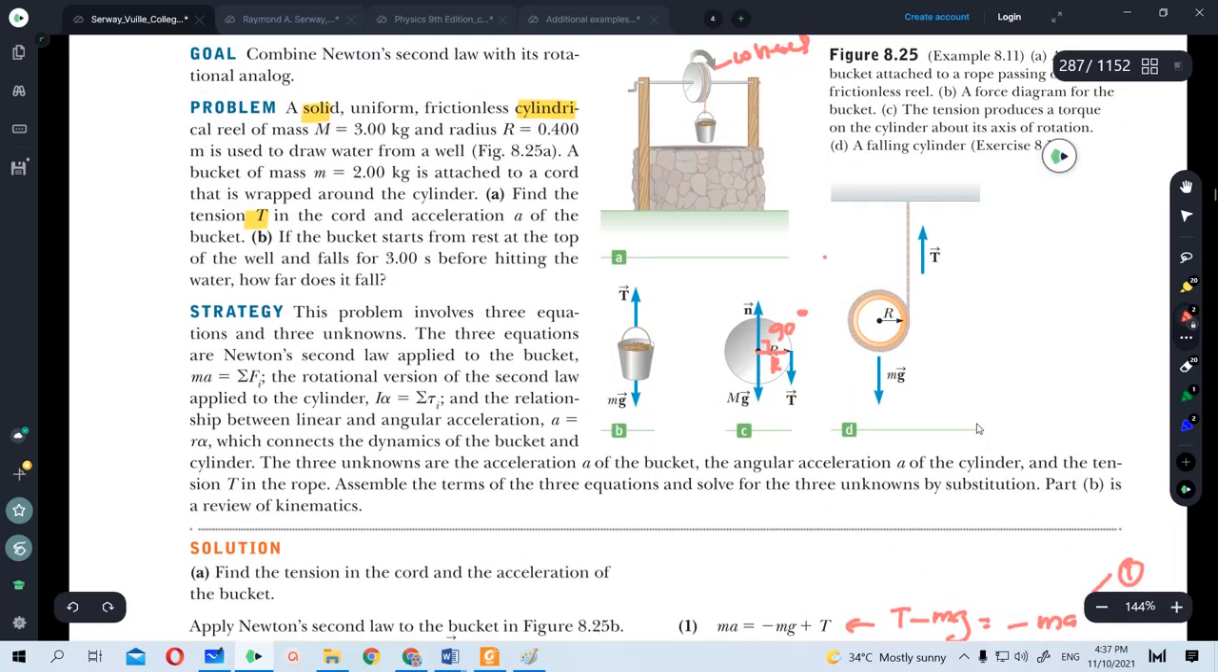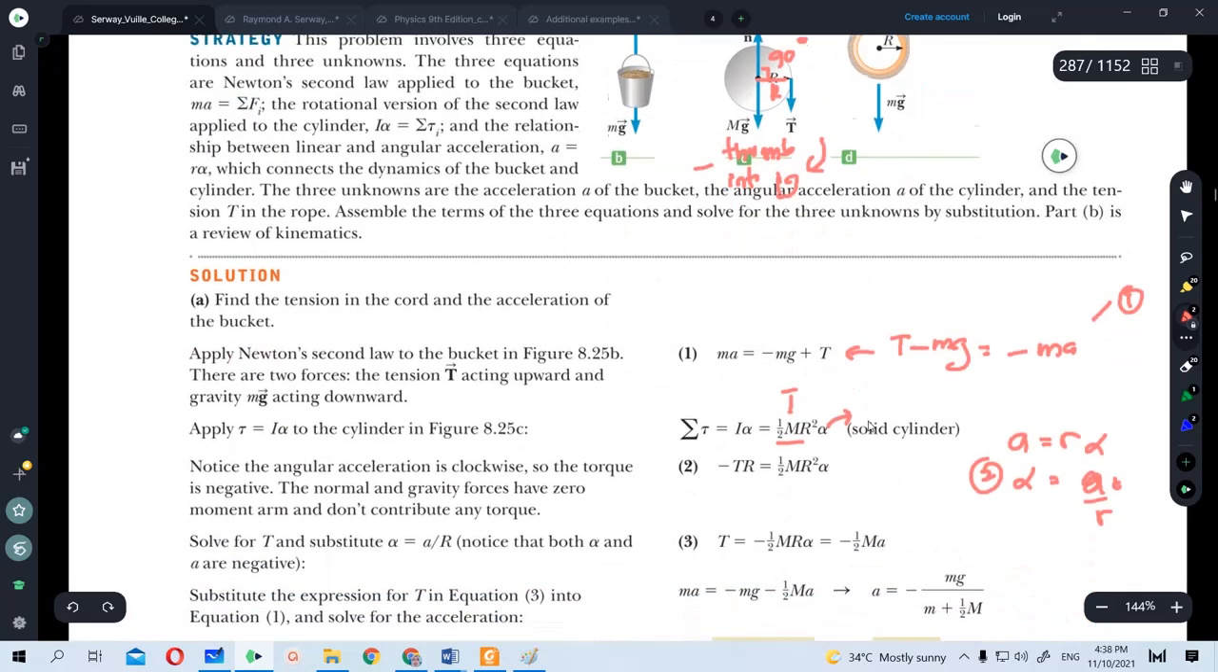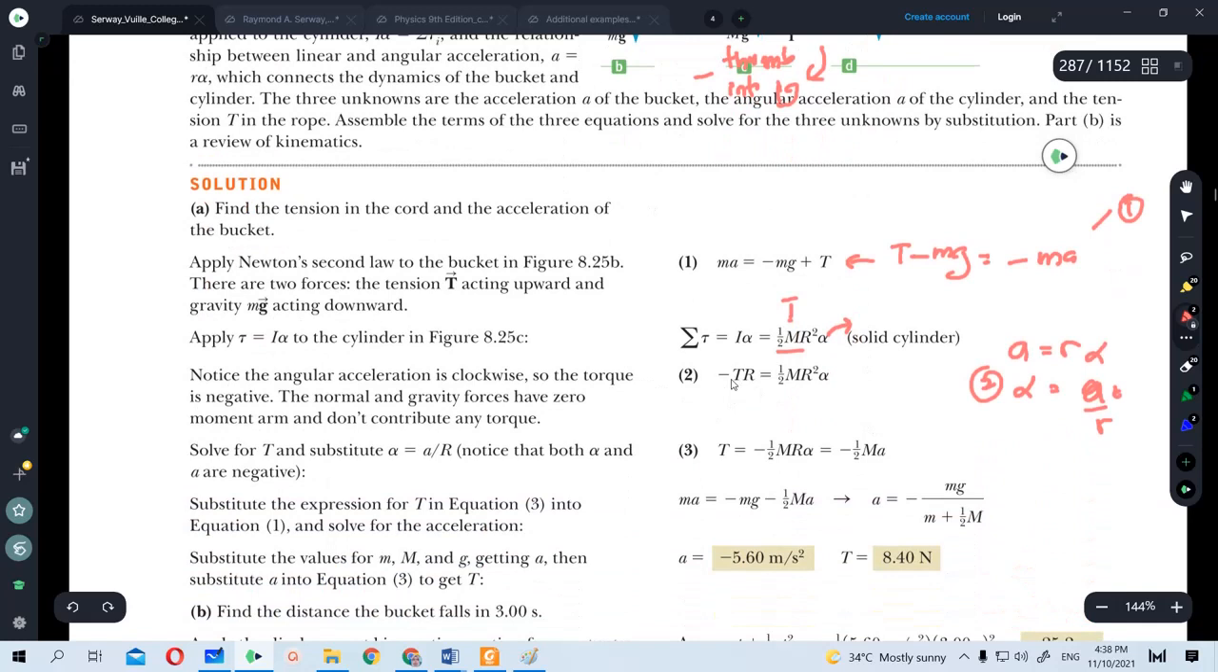In terms of the direction, curl your hands, and you will find that your thumb is directed into the page. So this direction is negative torque. That's indicated here. So half mr squared alpha.